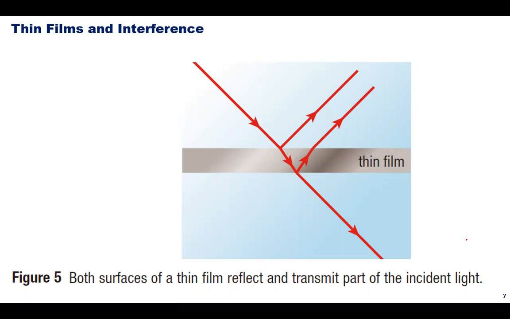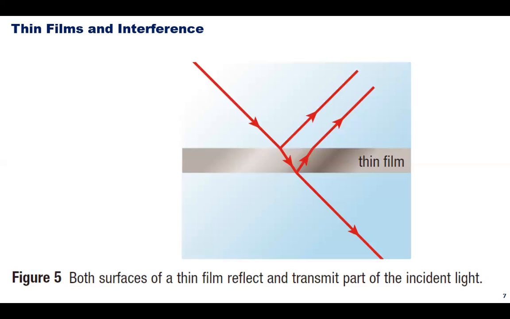When the light ray here in figure 5 strikes the upper surface of the film, part of the light wave reflects and part of it transmits through the film. The transmitted part will then partially reflect from the boundary between the material under the film and the bottom surface of the film. And part of the wave will also transmit through the bottom surface.